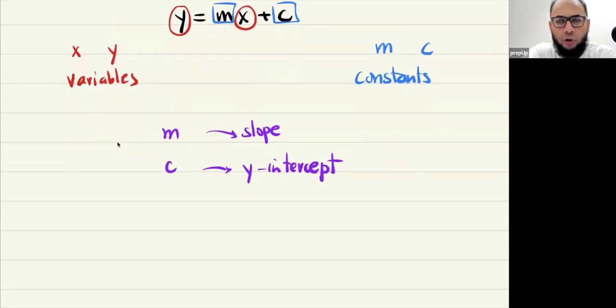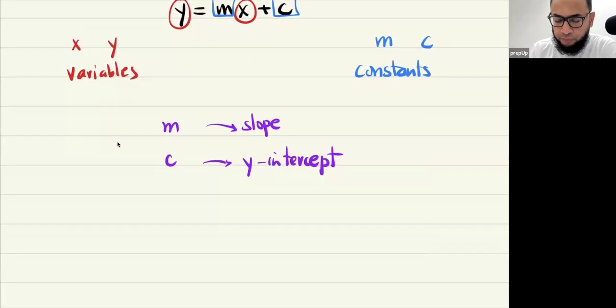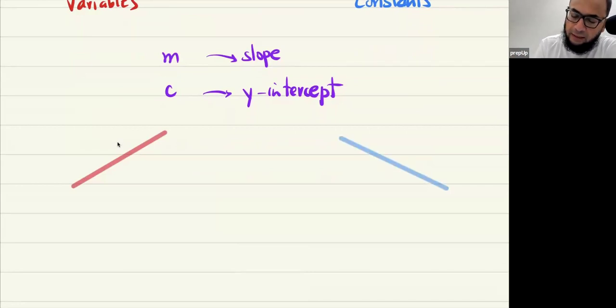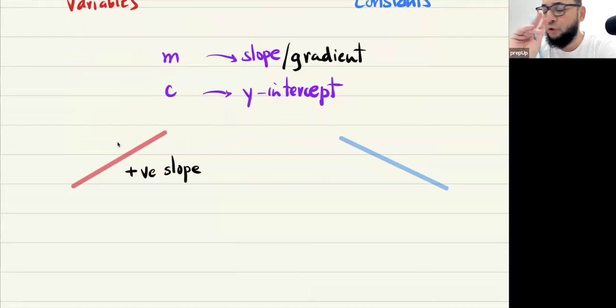So when we draw a graph, we need to look at the slope, we need to look at the y-intercept, and we plot it. First of all, let me draw some lines. Let me draw a line like this and a line like this. Now this line has a positive slope, also known as gradient. We are not studying coordinate geometry right now. We are just studying sketching, so we just need to get the basic idea.